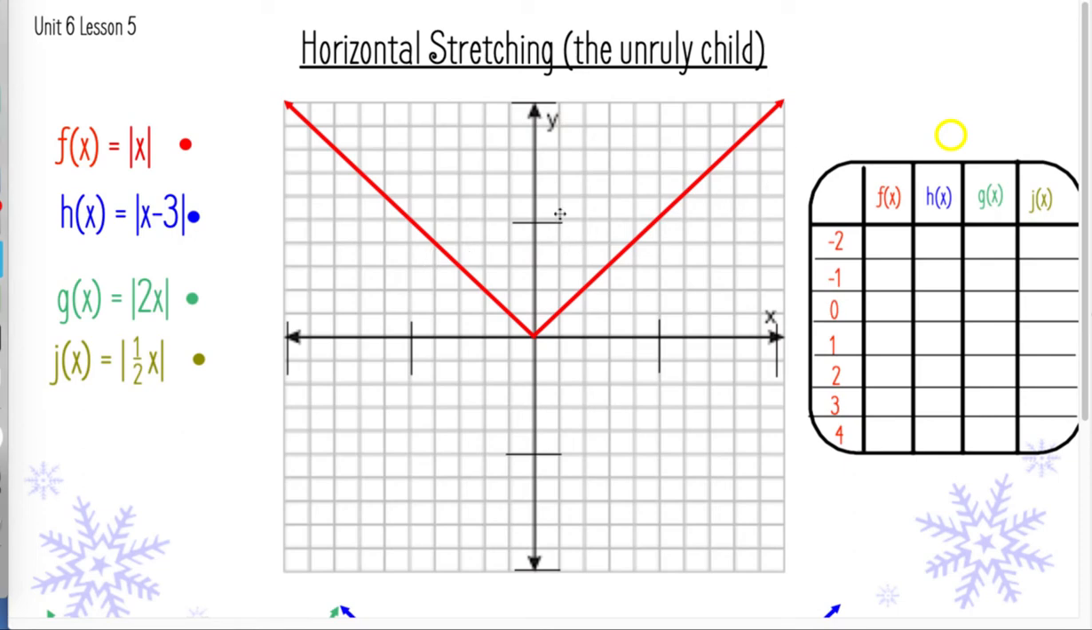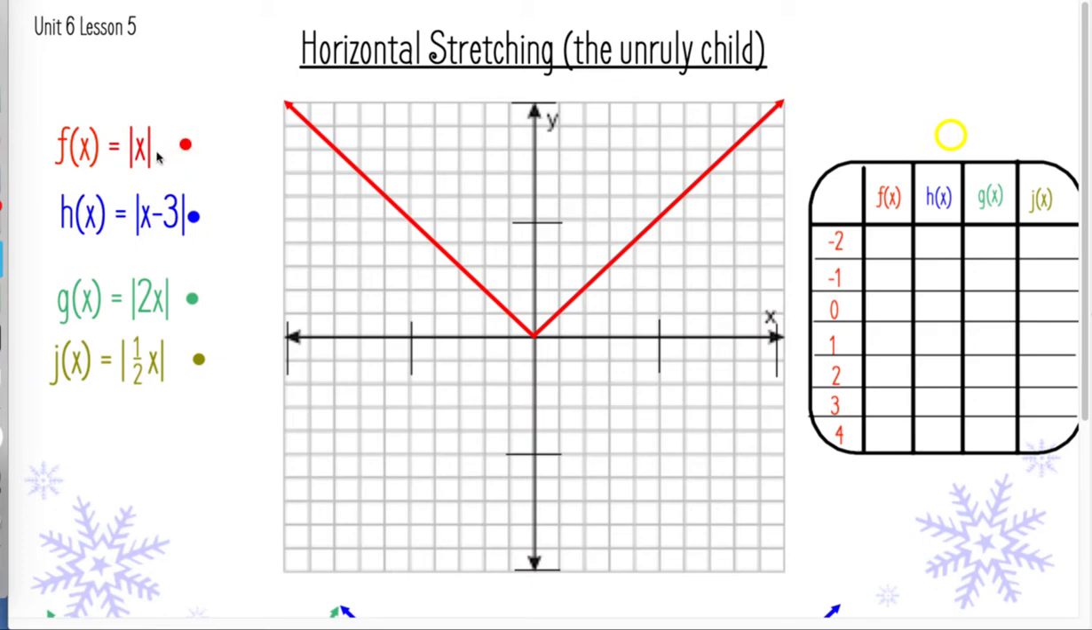Okay, so we're going to start looking at the horizontal stretch. So it's the unruly child. Even though we're saying stretch, remember we could be compressing. So let's look at what I'm talking about.